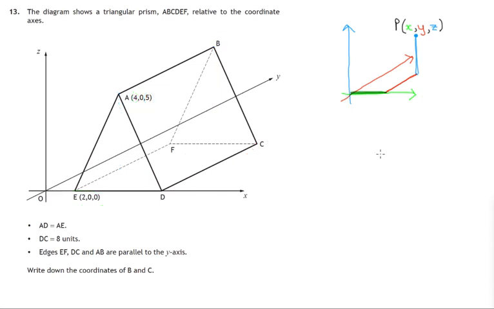Let's move on now to point C, where we need to find the three coordinates for point C. And again, we'll do a path traced out first of all parallel to the x-axis, then parallel to the y-axis, and then parallel to the z-axis. Well, that one's easy. We don't go up at all. 0 units parallel to the z-axis.